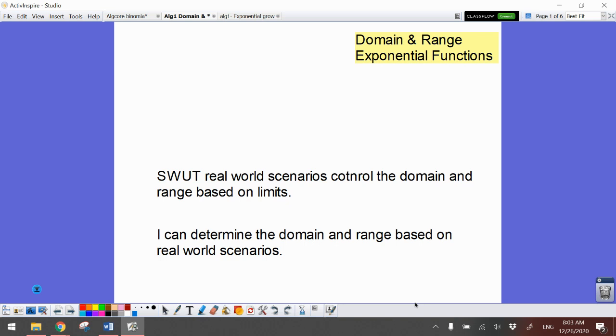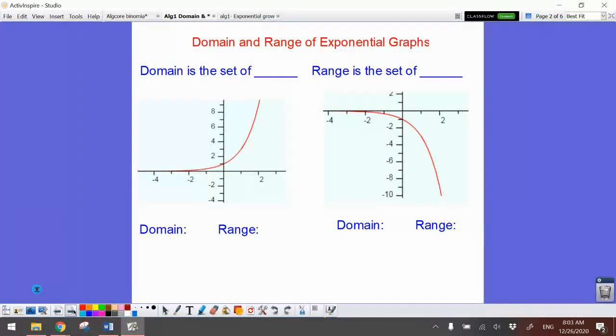Right, so today we're going to take a look at domain and range in some real life scenarios, just making sure that we totally understand how domain and range works. Because it does change when we're talking about real life scenarios. So let's start by just refreshing ourselves in terms of what is domain, what is range in an exponential function.